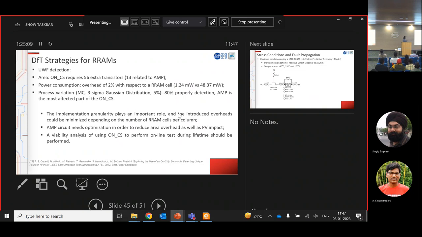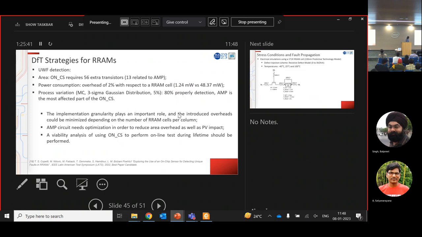We can complement the detection with this predefined sequence. You are going to detect more faults than the March test approach, okay? But you have some issues, okay? So what we are doing now is exploring this implementation granularity. We eliminated this, okay? Basically, now the idea is to reuse some part of the memory, like the sense amplifier, to eliminate the associated process variation, okay?